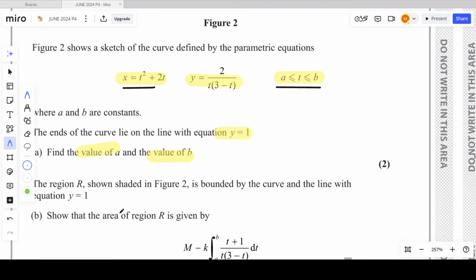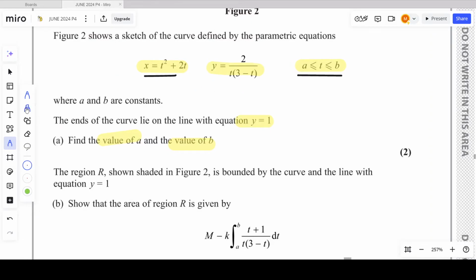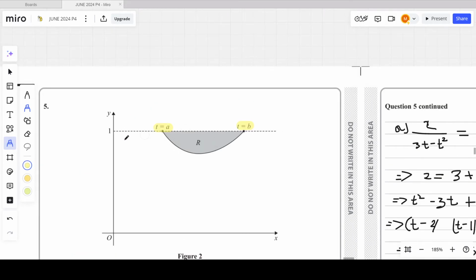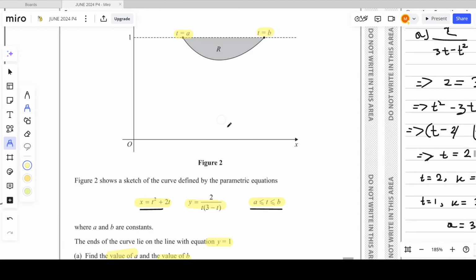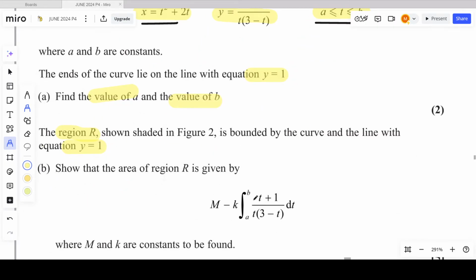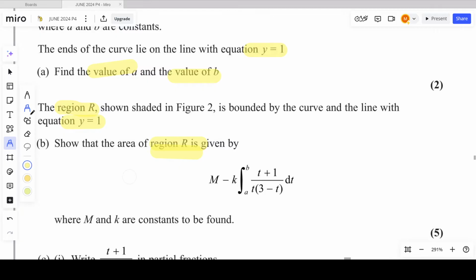Next, for part B, the region R shown shaded in Figure 2 is bounded by the curve and the line with equation y equals 1. We can see the region R is bounded by the line y equals 1 and the parametric curve, between t equals a and t equals b. We need to show that the area of region R is given by this equation.